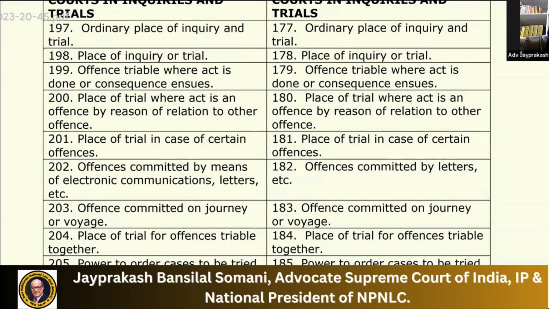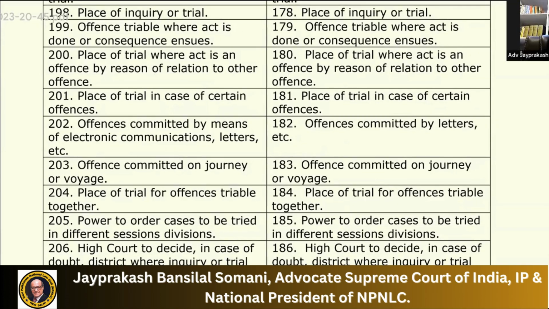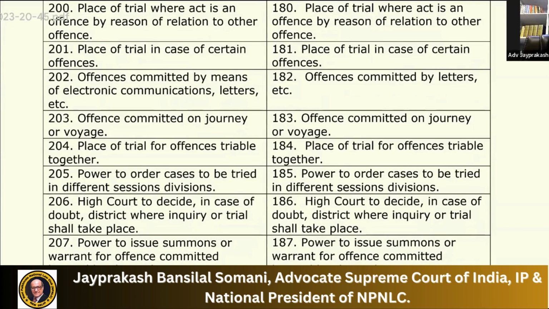BNSS section 200, place of trial where act is an offense by reason of relation to other offense. Its earlier section was in CrPC 180. BNSS section 201, place of trial in case of certain offenses. Its earlier section was in CrPC 181. BNSS section 202, offenses committed by means of electronic communications, letters, etc. Its earlier section was in CrPC 182.